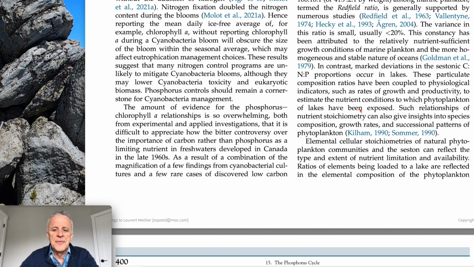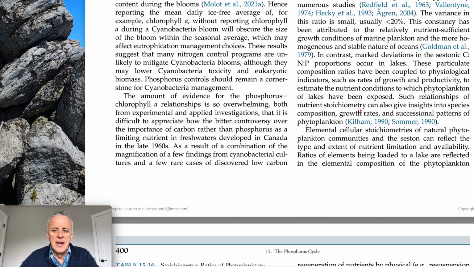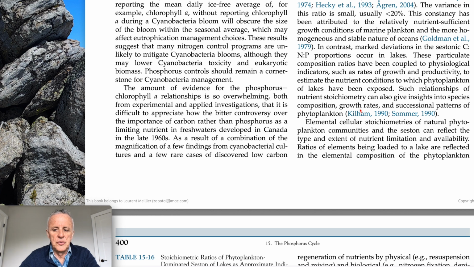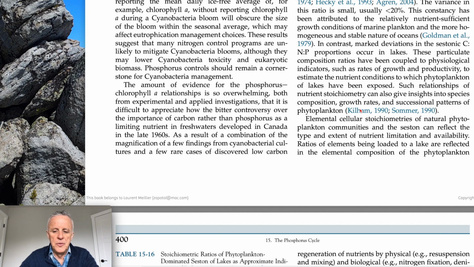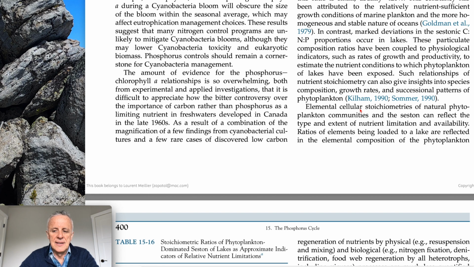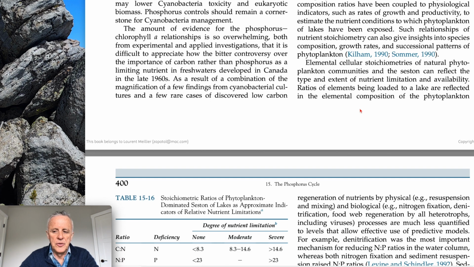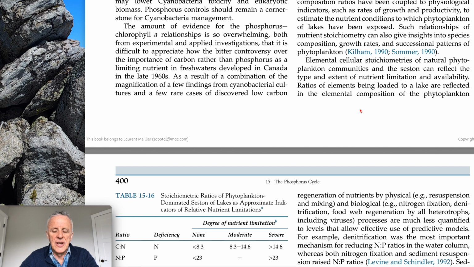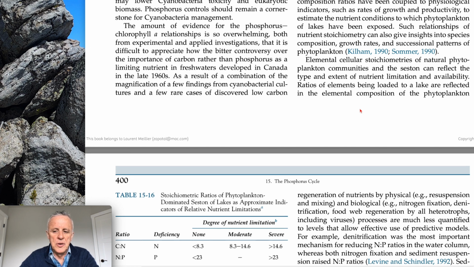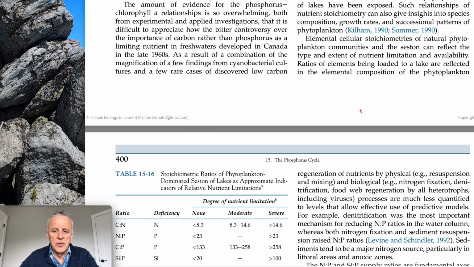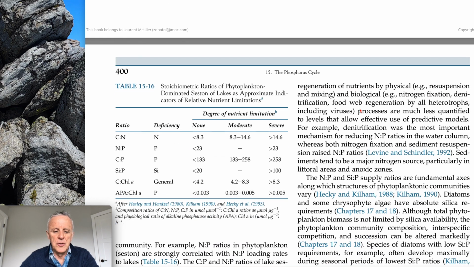These particulate composition ratios have been coupled to physiological indicators such as rates of growth and productivity to estimate the nutrient conditions to which phytoplanktons of lakes have been exposed. Such relationships of nutrient stoichiometry can also give insight into species composition, growth rates, and successional patterns of phytoplankton. Elemental cellular stoichiometries of natural phytoplankton communities and the ceston can reflect the type and extent of nutrient limitation and availability. Ratios of elements being loaded to a lake are reflected in the elemental composition of the phytoplankton community.